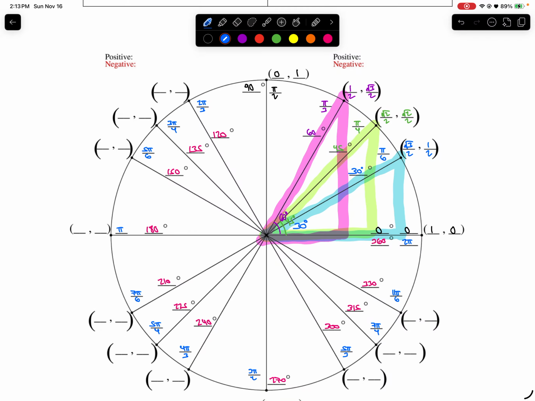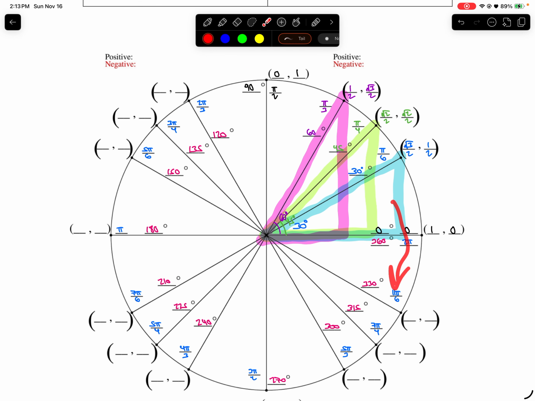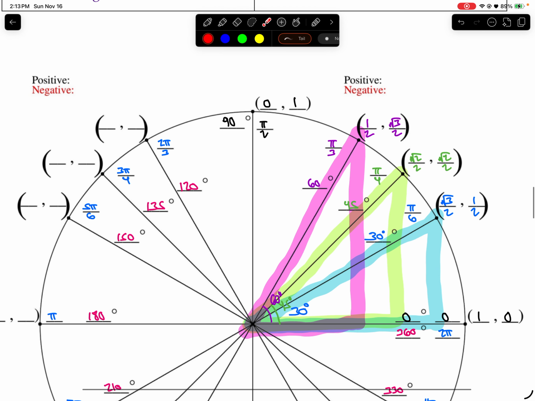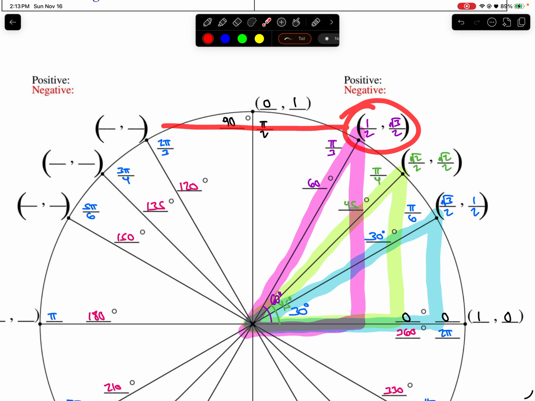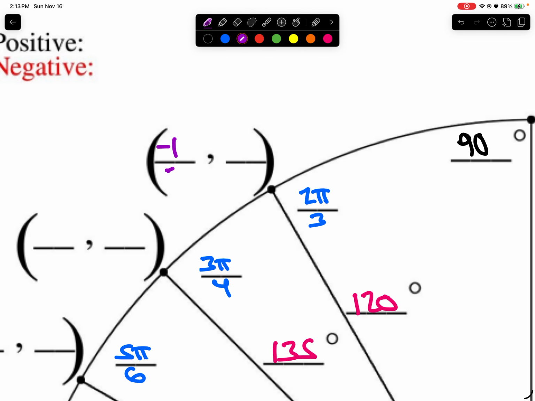Now we're going to fill in the coordinates. What I'm going to do is take my pre-existing coordinates and reflect them over the y-axis and even over the x-axis. If I reflect these values over the y-axis, the x value is going to become negative. So my coordinate over here is going to become negative 1/2 comma root 3 over 2.